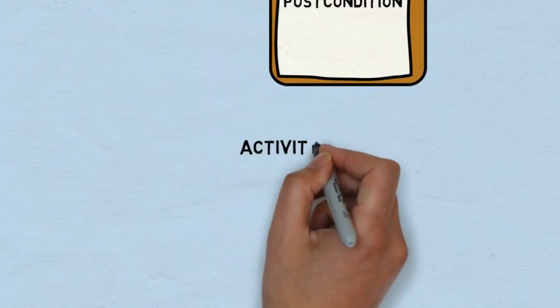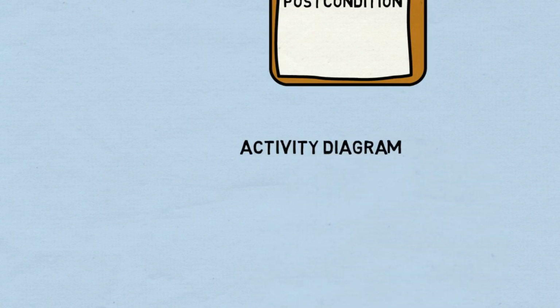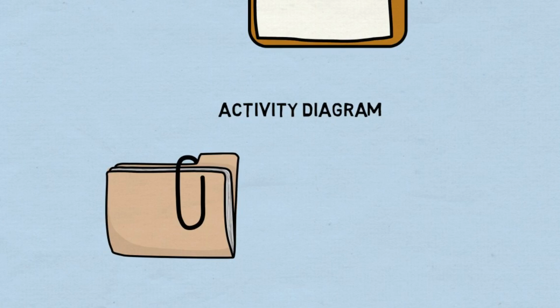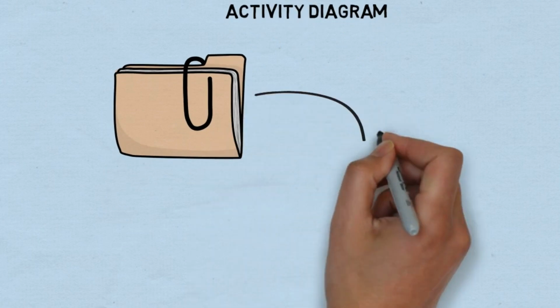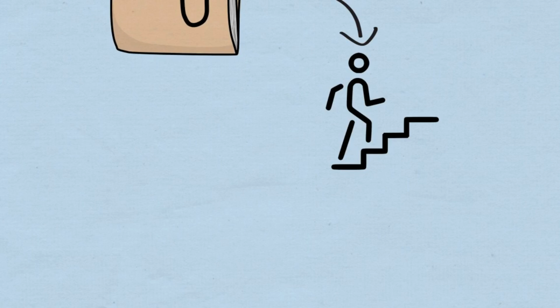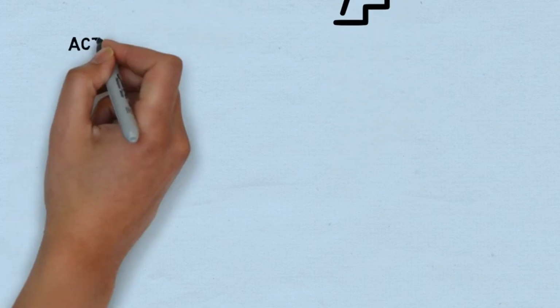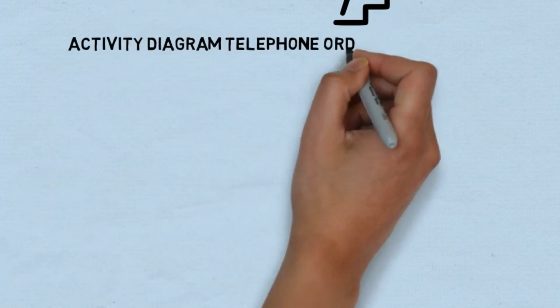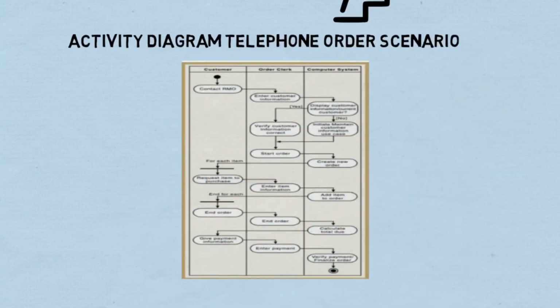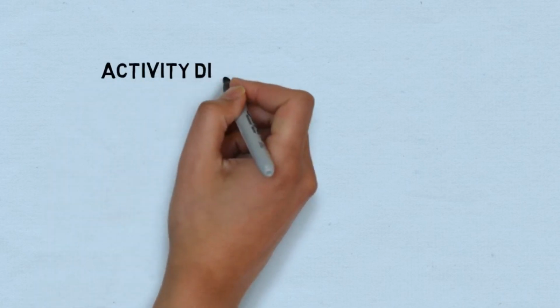Next, the activity diagram. The activity diagram is used to document the workflow of business process activity for each use case or scenario. An activity diagram can support any level of use case description, as a supplement to the use case description. Any activity diagram helps you to develop a system sequence diagram. Here are the examples. Activity diagram, telephone order scenario. Activity diagram, web scenario.